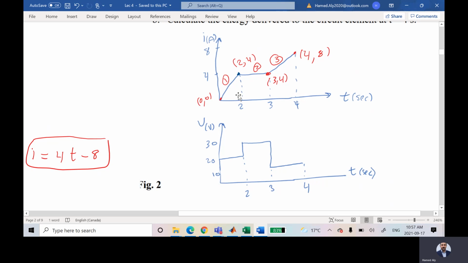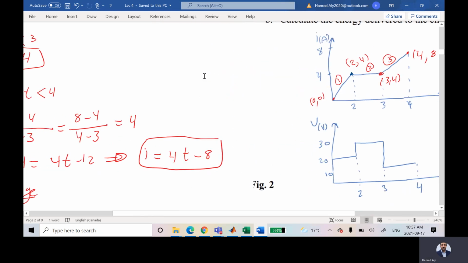And again, I'm going to use the equation of this line, the equation of this line, and the equation of this line. Now, let us talk about the equation of this line. This is the function between I and T, so I need to know two different points. This point and this point. For this point, I have 0 and 0. T is equal to 0 and I is equal to 0. For this point, T is equal to 2 and I is equal to 4.